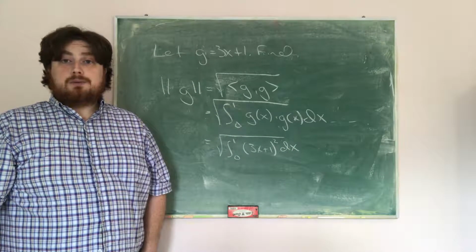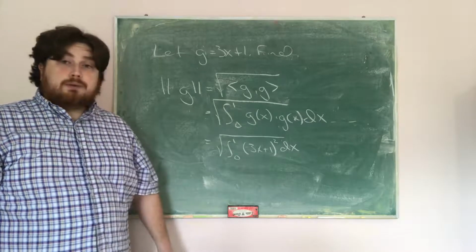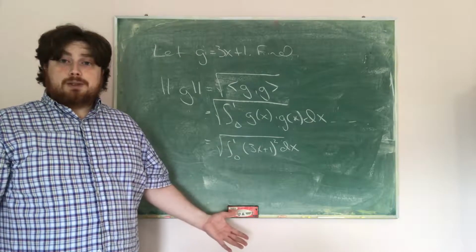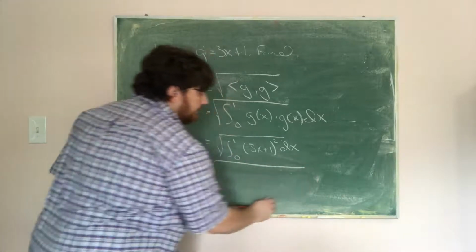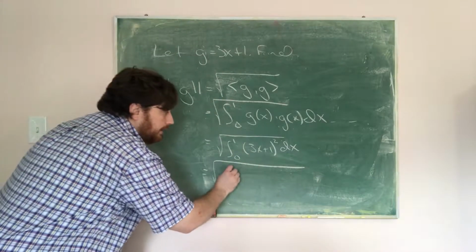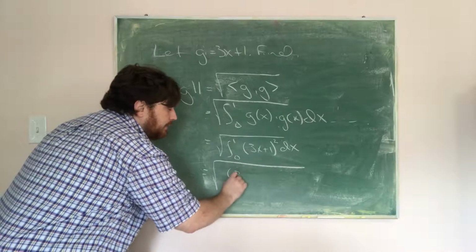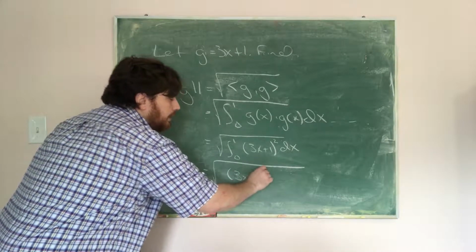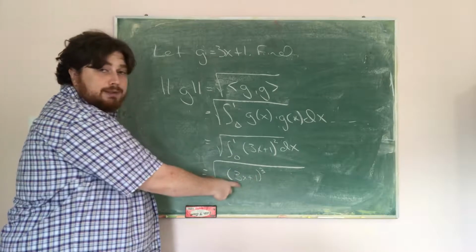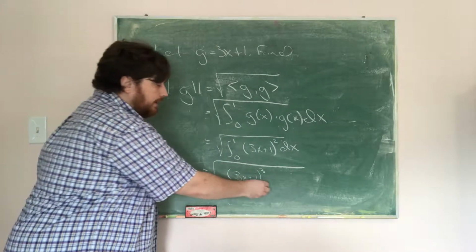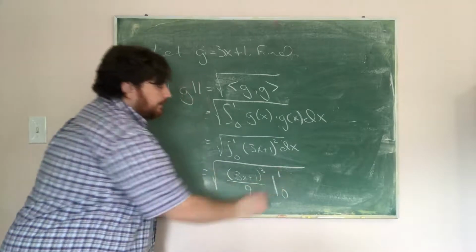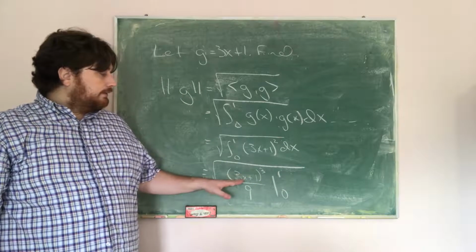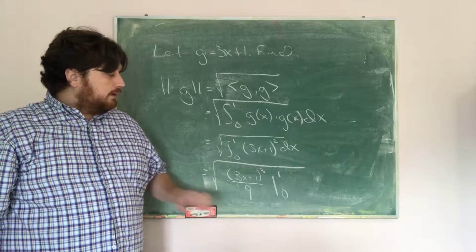Therefore, if I now want to find the antiderivative of this, I can use my integration techniques. I'm going to have the square root of, and what I'll get is (3x plus 1) cubed. Now if I take the derivative of this, notice that would be 9 times this, so I have to divide by 9. And then I'm going to evaluate from 0 to 1. So my antiderivative is (3x plus 1) cubed, all divided by 9.